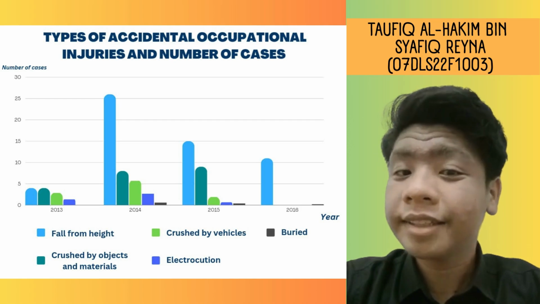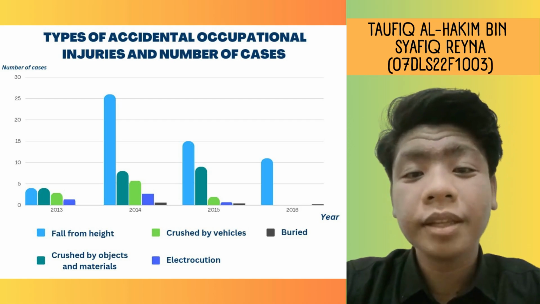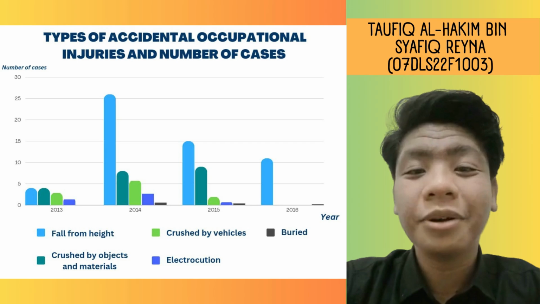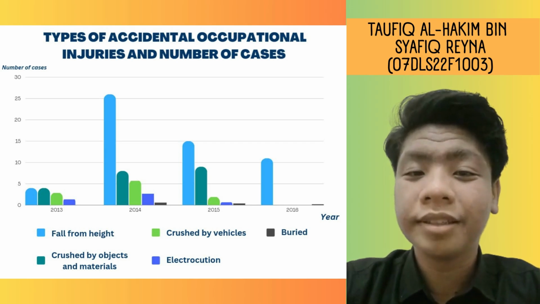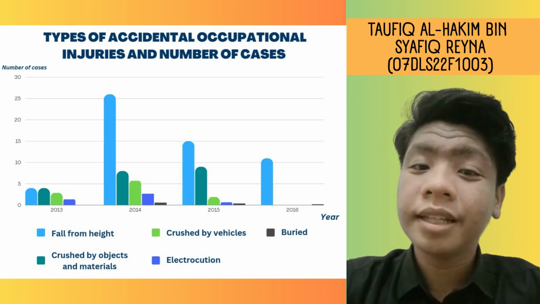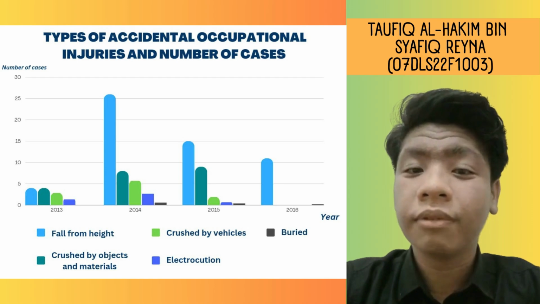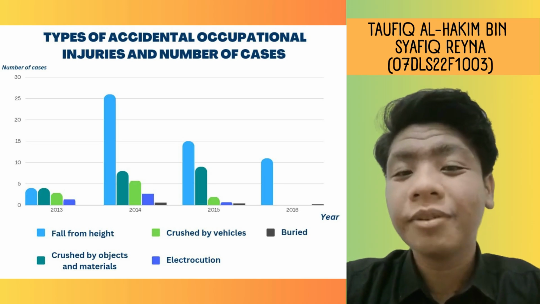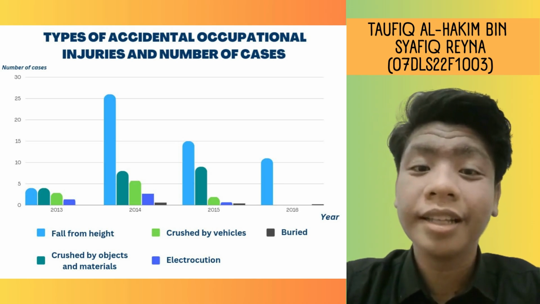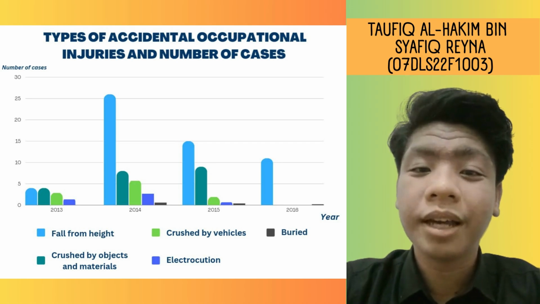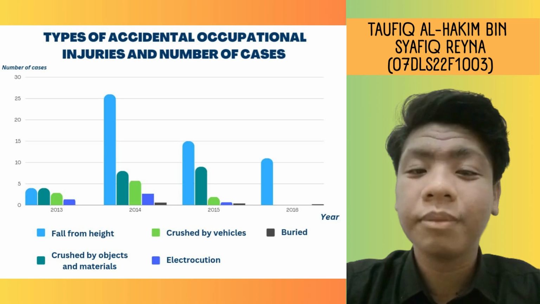The data suggests that focusing on preventing falls from height should be a priority, along with maintaining vigilance for other accident types. In conclusion, this data underscores the critical need for targeted work safety measures, particularly in high-risk areas such as working at height and handling heavy machinery. The spike of injuries, especially from falls, highlights the importance of implementing stronger safety protocols.